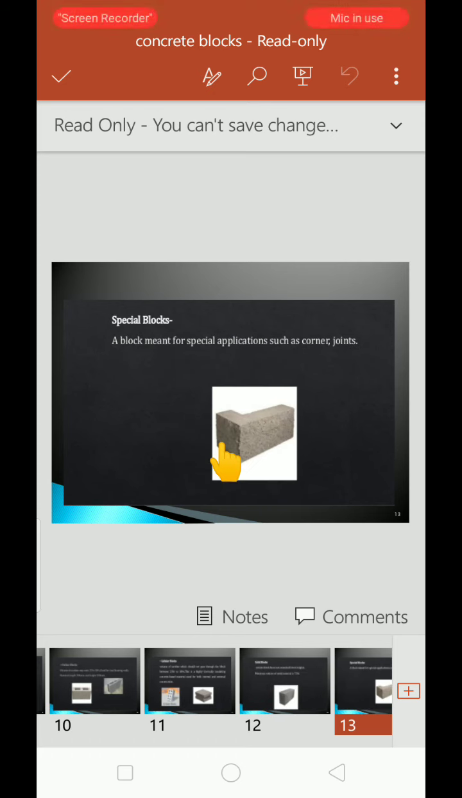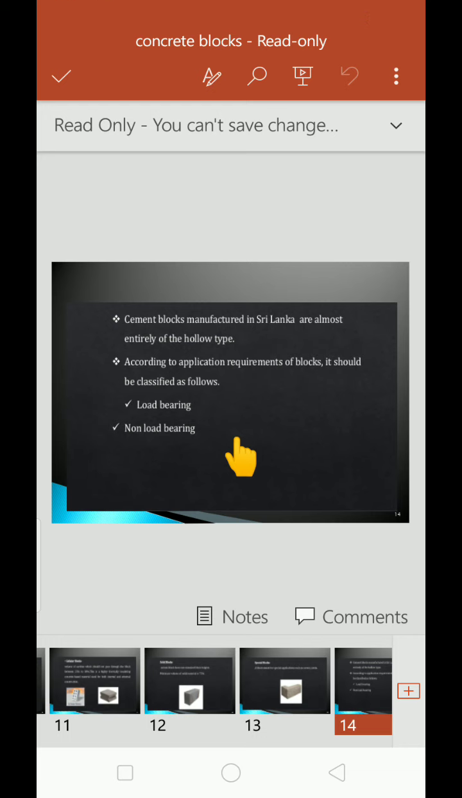Next, special blocks. These are blocks meant for special applications such as corner joints. By seeing this shape only we can say that this block will be utilized at the corner. Okay, this is the L shape block. So special blocks are manufactured for use in special conditions, and such kinds of blocks we call special blocks. Then, cement blocks manufactured in Sri Lanka are almost entirely of the hollow type.